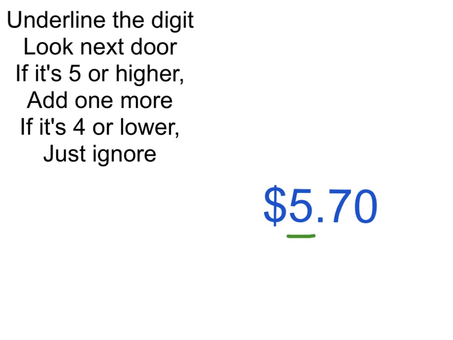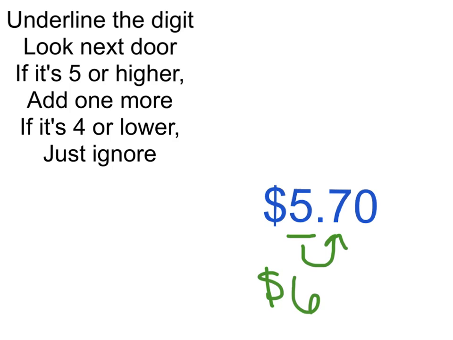Underline the digit, look next door. If it's 5 or higher, add 1 more. If it's 4 or lower, just ignore. So which one is it? 5 or higher or 4 or lower? 5 or higher. Right, 7 is higher than 5, which means we need to add 1 more. Not add 1 more to 7, we need to add 1 more to what we underlined, which means that if we round $5.70, we actually get $6.